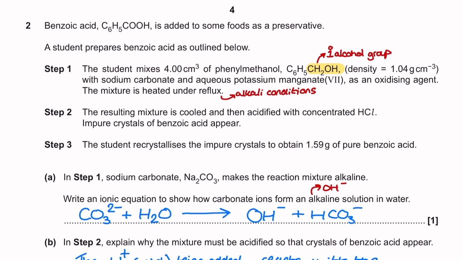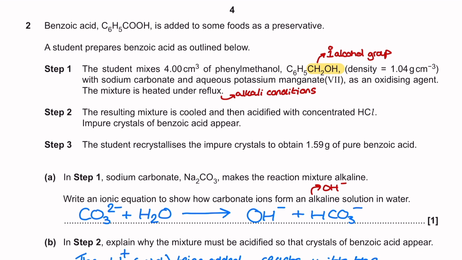Let's pay close attention. Benzoic acid is added to some foods as a preservative. A student prepares benzoic acid outlined below. We've got the student mixes 4 centimeters cubed of phenyl methanol. We've got the formula there. That's actually a primary alcohol group, which is going to be important later. And we've been told the density here is 1.04 grams per centimeter cubed.